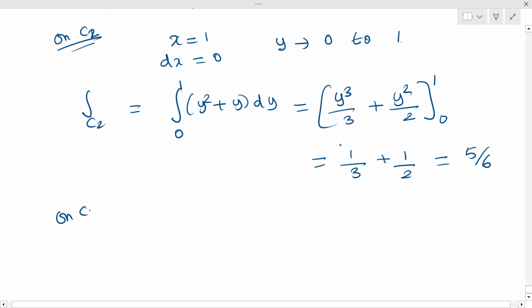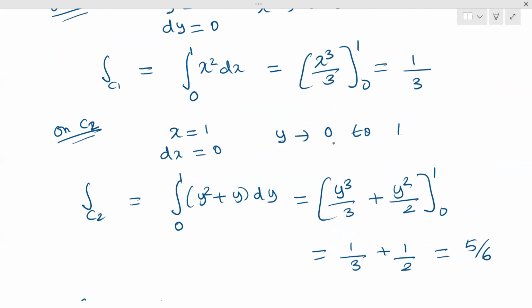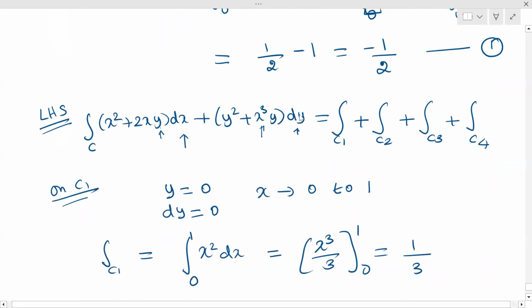Next, third line. Okay, the third line equation is y equal to 1. See, refer to our diagram, y equal to 1 and dy is 0. And x varies from, see the direction. Here the direction is x varies from 1 to 0. Okay, so that is very important. Dy is 0. So dy equal to 0 means the second term is fully 0.